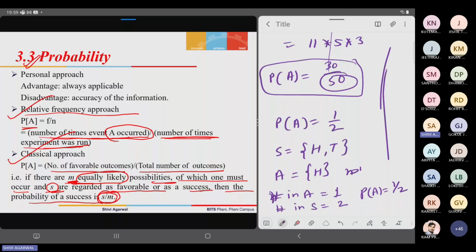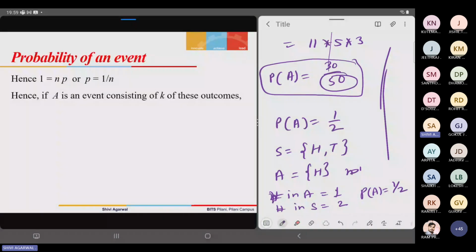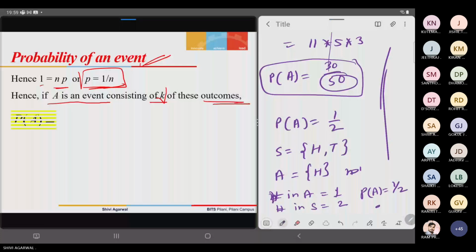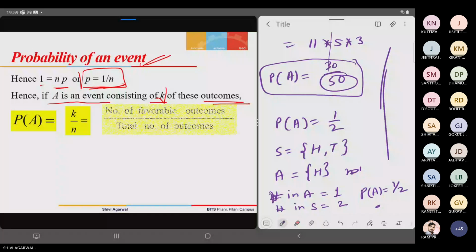So how can we find the probability of an event? P is equal to 1 by N. Here A is an event consisting of K of these outcomes. So the probability of A is K by N, that is, the number of favorable outcomes divided by the total number of outcomes.